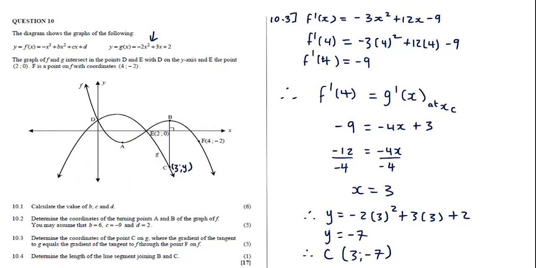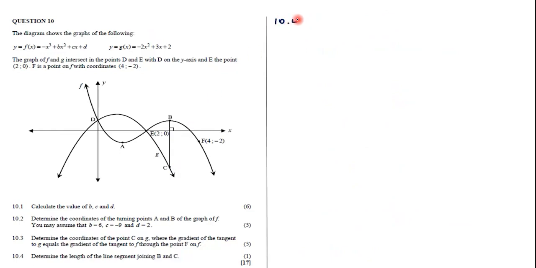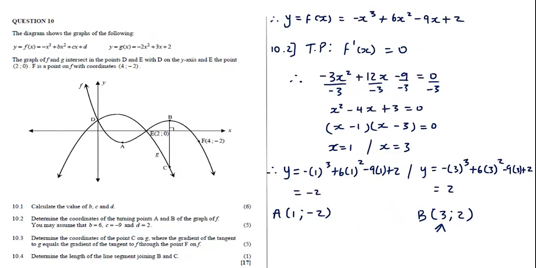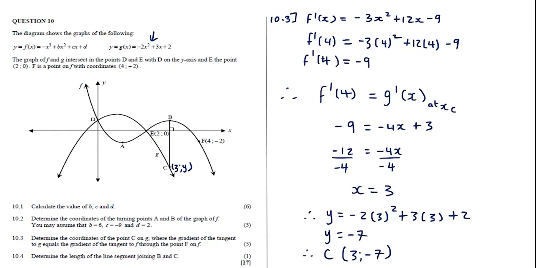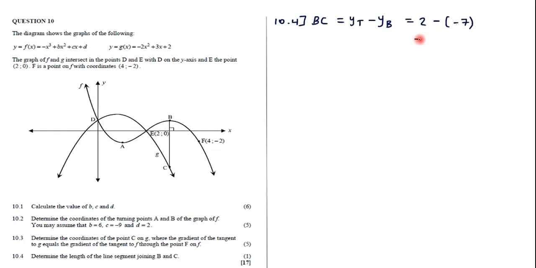All right, so now the last question says let's determine the length of the line segment joining B and C. So here we're calculating BC. Calculating BC is going to be the y value at the top minus the y value at the bottom. Our y value at the top is the y value for B, which in this case is 2. So I'm going to say 2 minus the y value at the bottom, which is the y value for C, which is minus 7, the one we just calculated. There we go. So this gives us 2 plus 7, and then the actual value becomes 9.